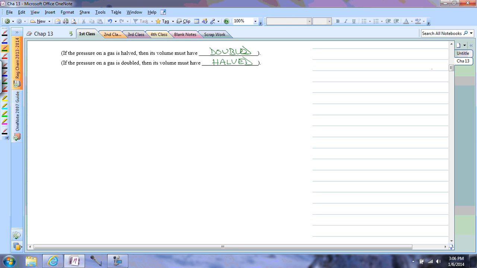So here we have a cylinder. In it, we have some kind of a piston, which is pushing down with a force of 100 kPa.